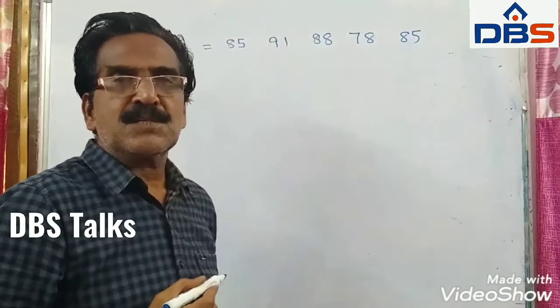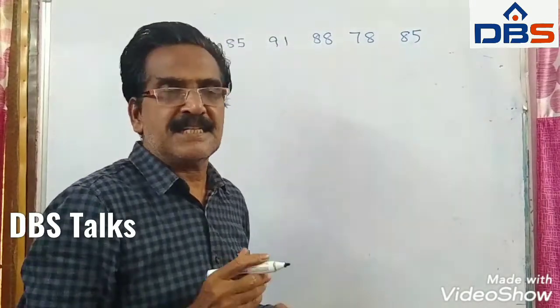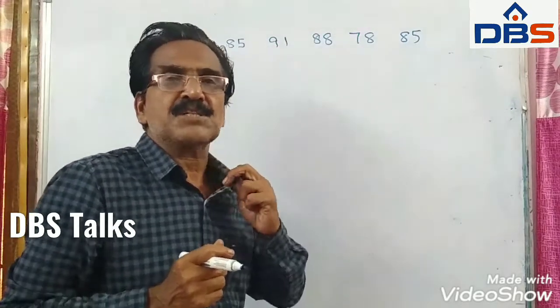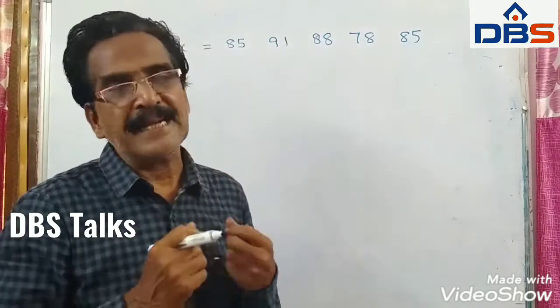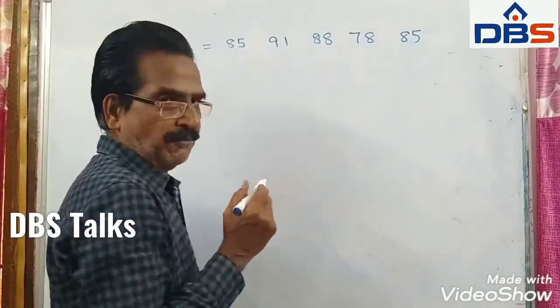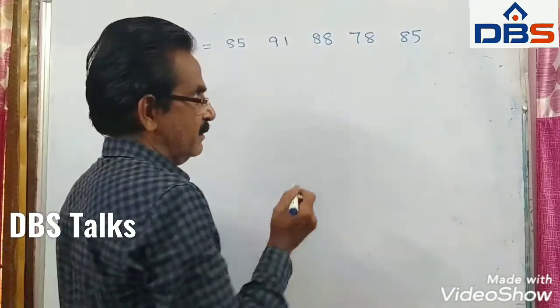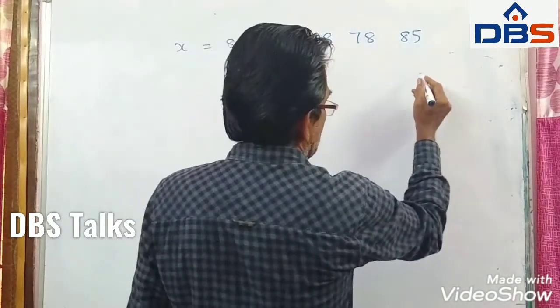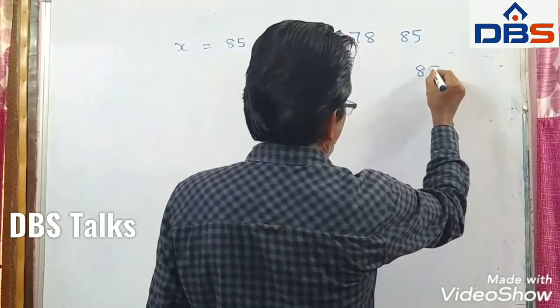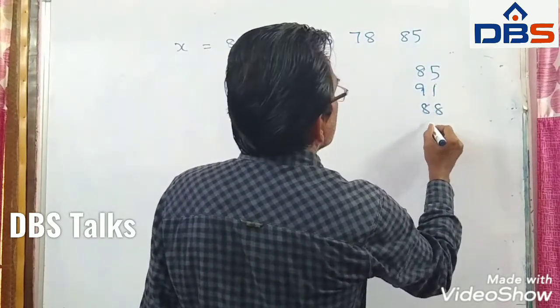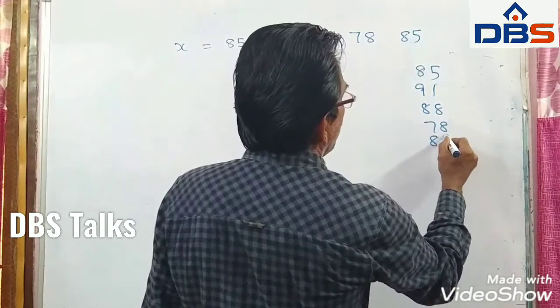These are the scores run by Sachin in 5 matches. What is the mean deviation of his scores about mean? Okay, we know first you have to find the average, the mean. So let us sum these scores: 85, 91, 88, 78, 85.